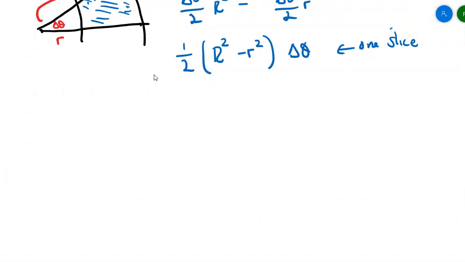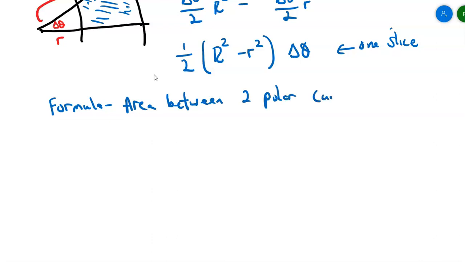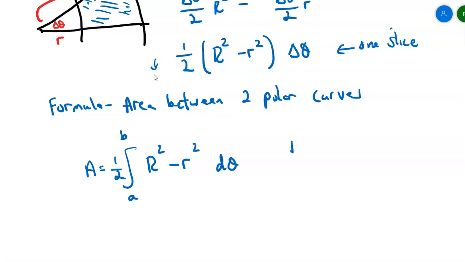So in general, if I'm looking for a formula, area between two polar curves, okay, can you see how taking a Riemann sum of this might lead up to a formula for area? We still have our 1/2. We have limits of integration. Big R squared minus little r squared d theta. Now notice that the big R and the little r are both functions of theta.